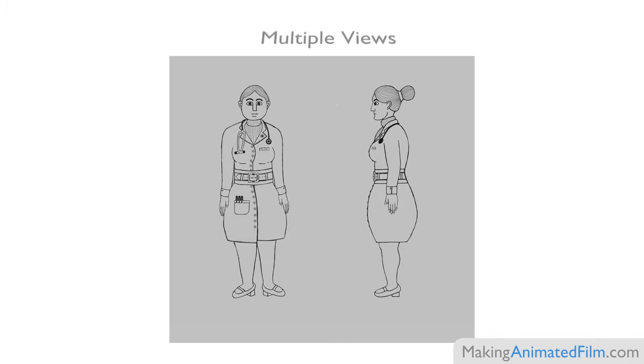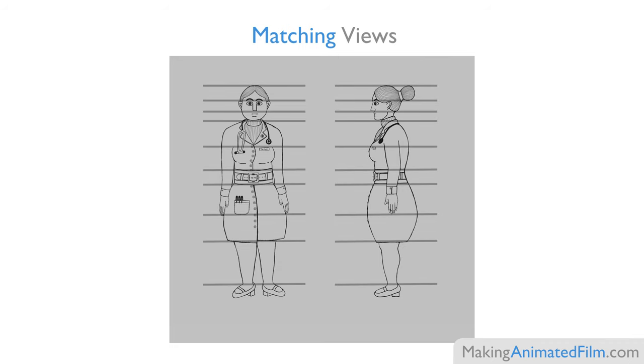Now, when drawing multiple views of something, remember to try to make them all match, like they could be different images of the same object. You can do this by adding lines in the background at key places. That way, you make sure that, for example, the head is placed at the same height in both images.